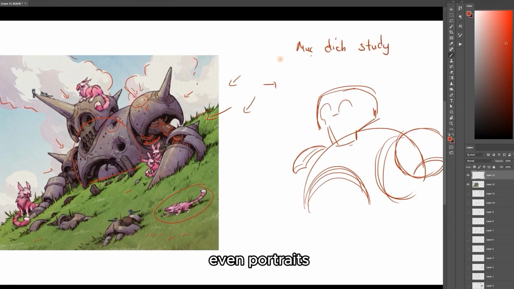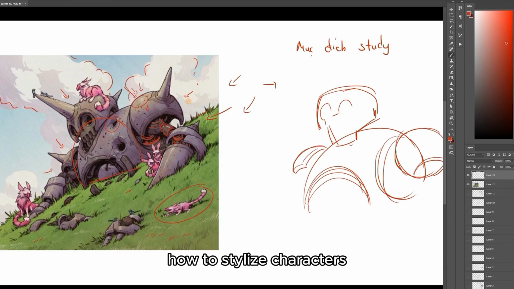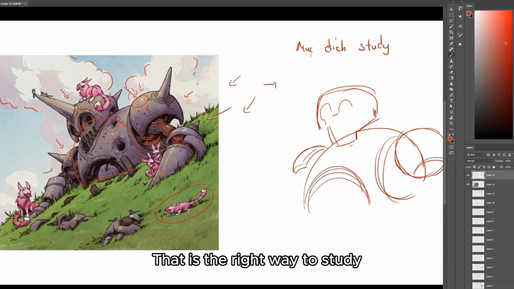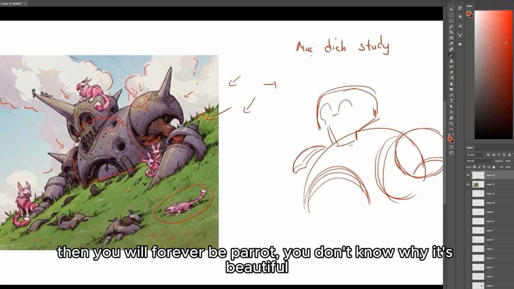Even portraits. Draw smaller objects. You set a goal that today you want to study from him how to stylize characters. Then we have to pay a lot of attention to the character stylization. That is the right way to study. And if you just try to draw the most like the object, then you will forever be a parrot.